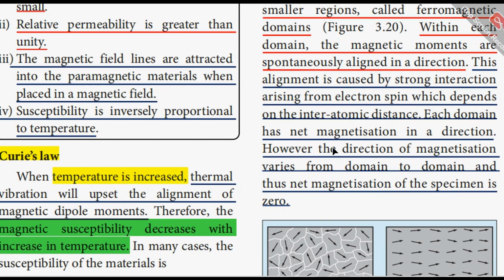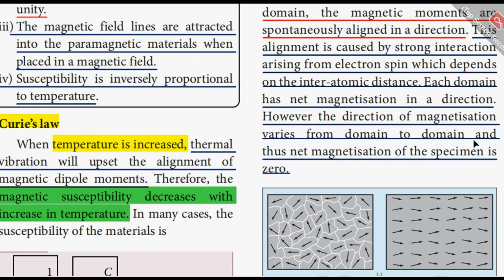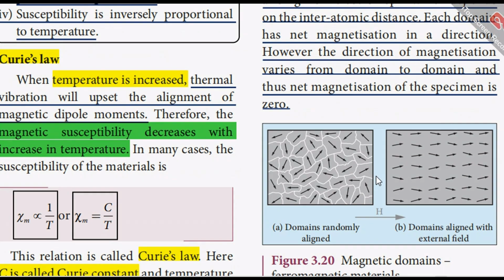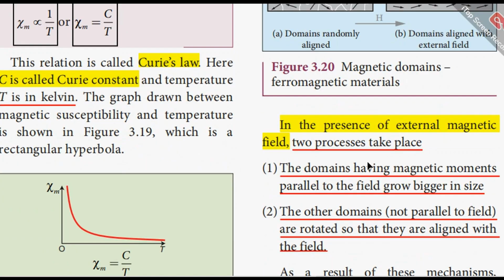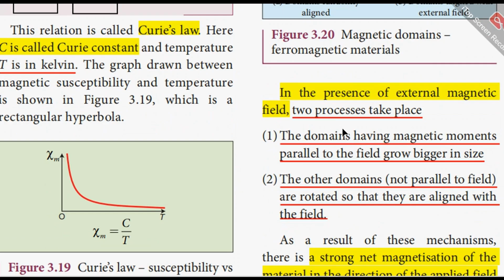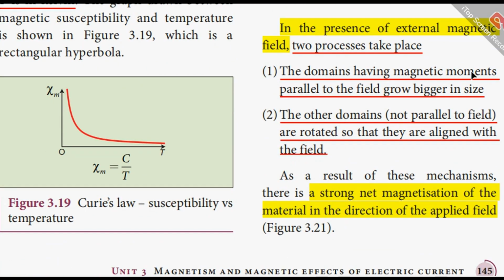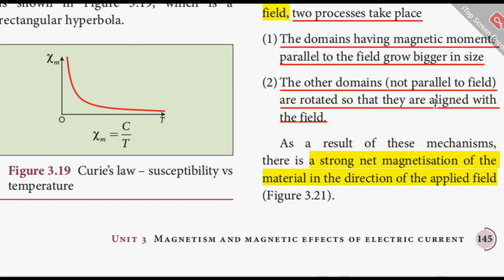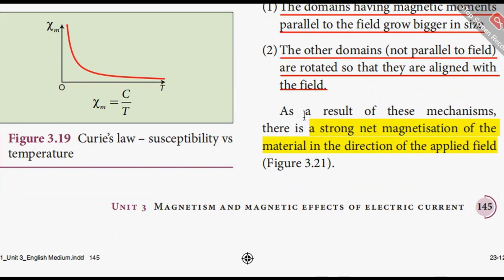Each domain has net magnetization in a direction. However, the direction of magnetization varies from domain to domain, and thus the net magnetization of the specimen is 0. In the presence of an external magnetic field, there will be two processes. The domains having magnetic moments parallel to the field grow bigger in size. The other domains which are not parallel to the field are rotated so that they are aligned with the field. As a result of these mechanisms, there is a strong net magnetization of the material in the direction of the applied field.